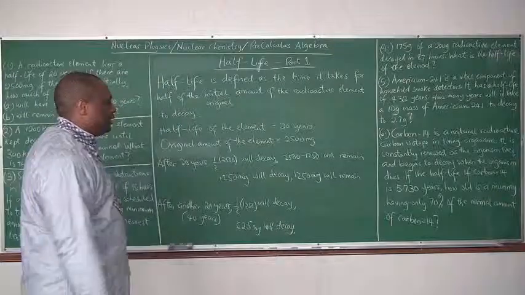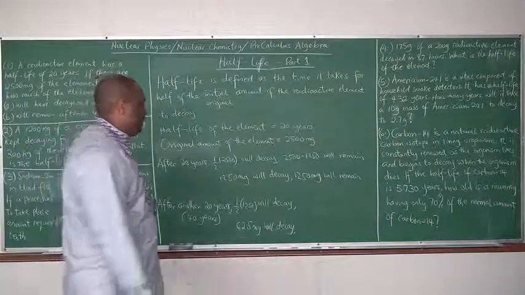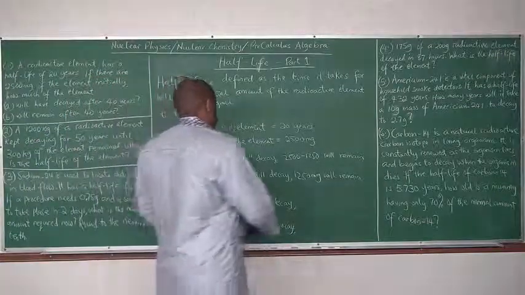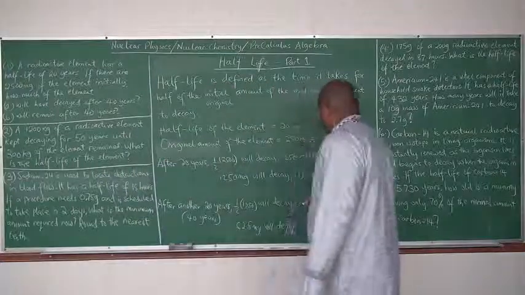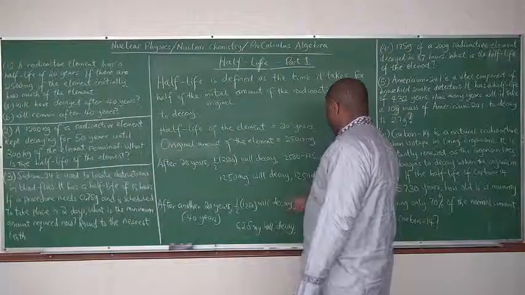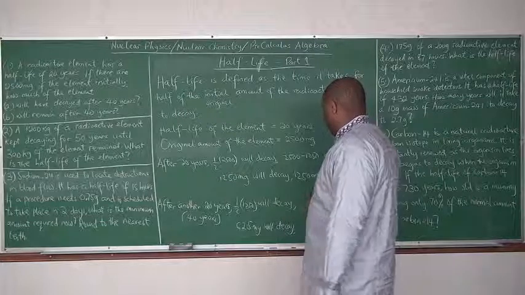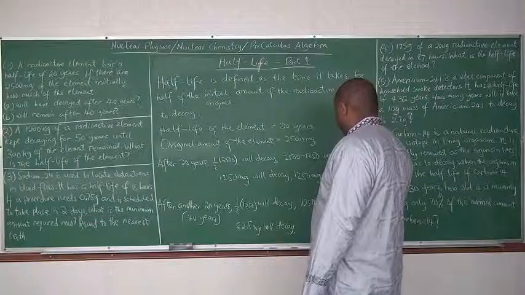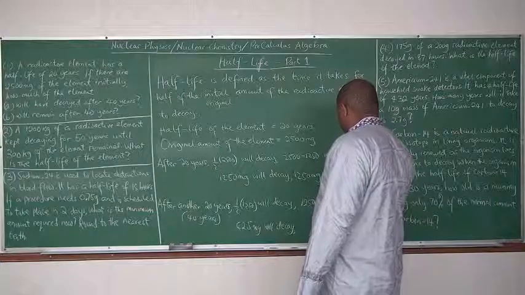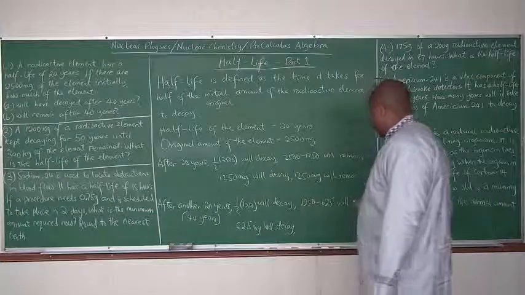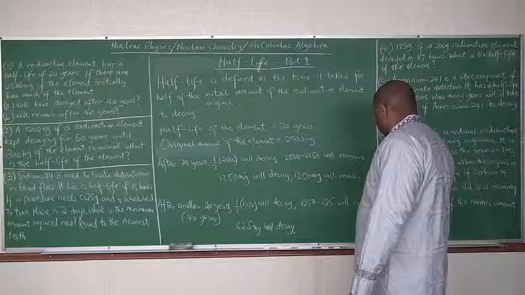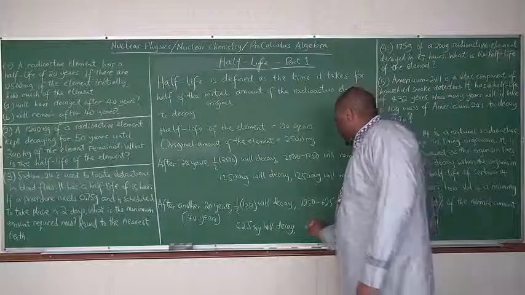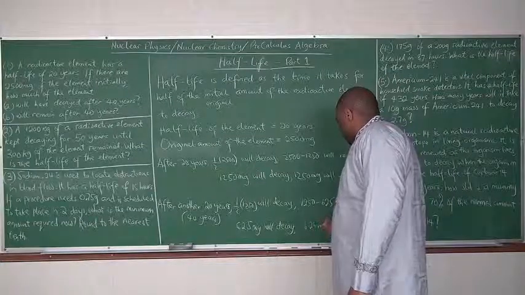And how many is going to remain? How many will remain? 625 milligram will remain. Because you do 1250 minus 625 will remain. So 625 milligram will remain.